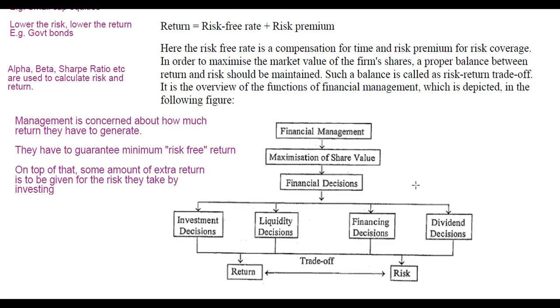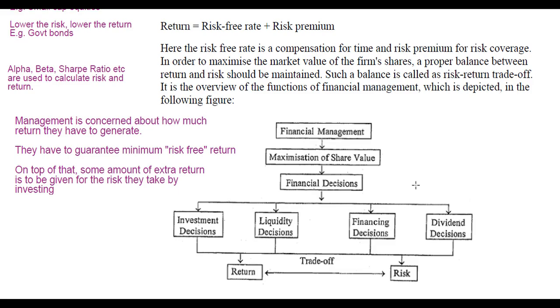The management has to guarantee a minimum risk-free return. If the government bond is guaranteeing 5% return, then the managers should think of investing in such projects that will guarantee a minimum 5% return. On top of that, some extra return should be given to the investors because of the risk that they are taking. Otherwise, the investors would have directly gone to the government itself, instead of coming to this company and investing their money, because the government is anyways guaranteeing 5%.